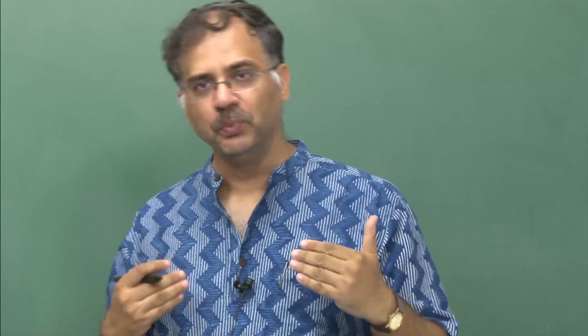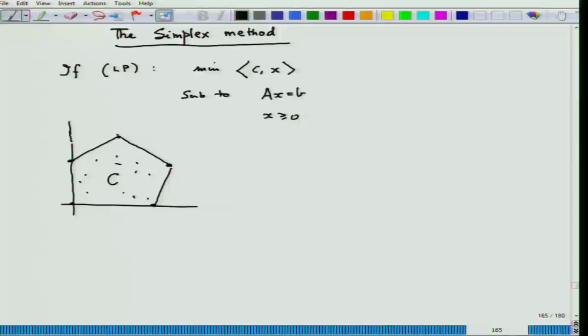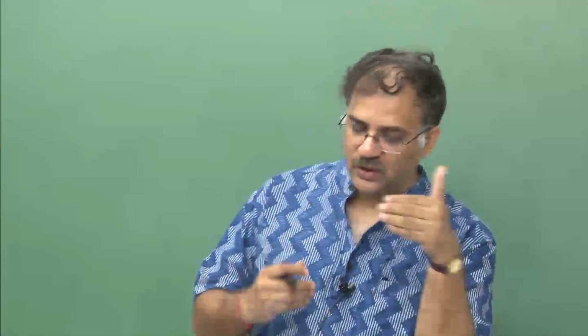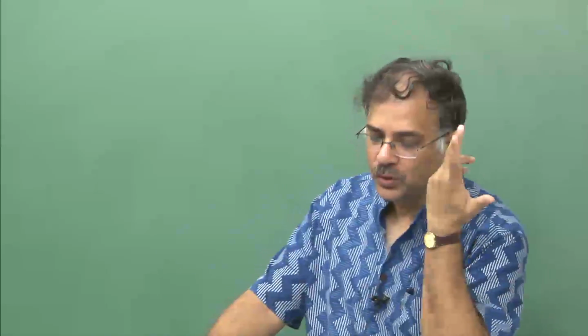So, we would rather try to find a clever way: if I am on a vertex, and I know that this vertex is not optimal, then I have to find a clever way to go from one vertex to another vertex, so that my objective value decreases, because I want to minimize the function. Now, how do we do that?